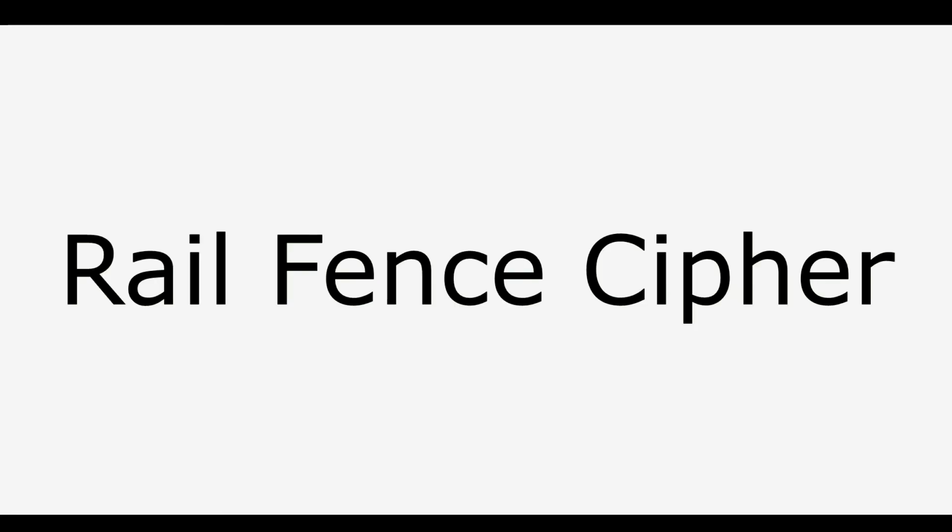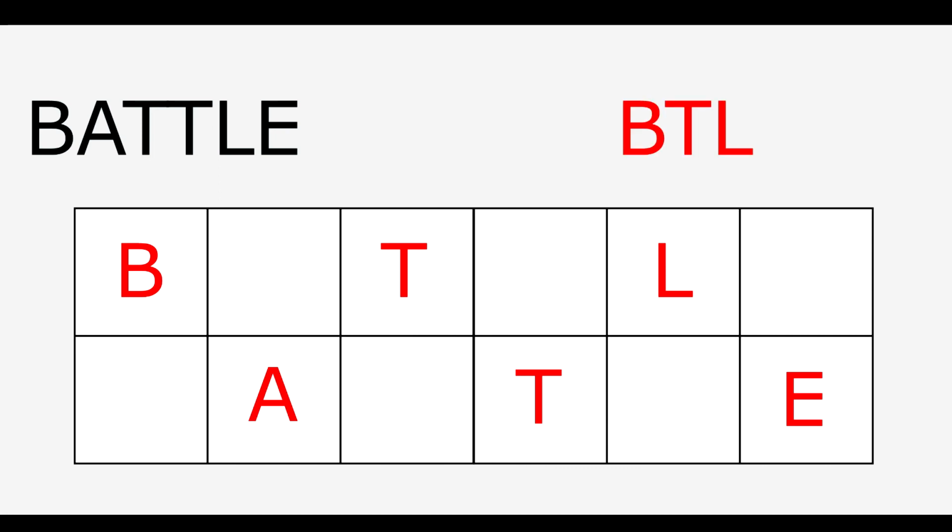Next, we're going to be looking at the rail fence cipher. As with any cipher, our first step is going to be choosing a message. For now, I'll use battle as an example. Now that we have our message, the next step in the rail fence technique is to write this message in a diagonal fashion like this. And now you can simply write the top line followed by the bottom line. And this is our ciphertext.